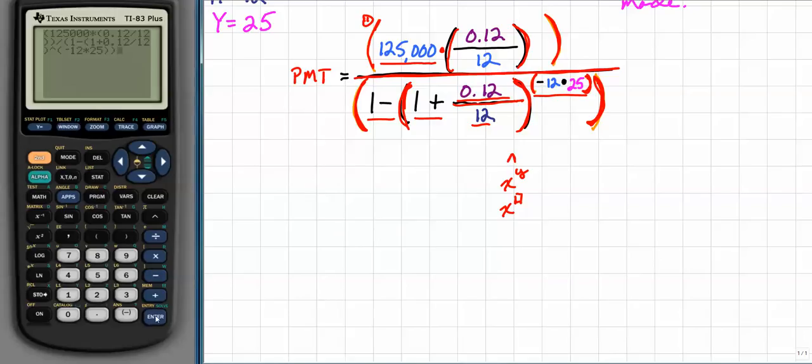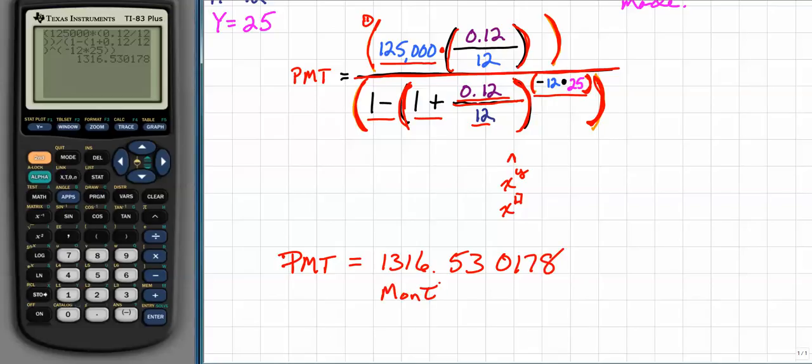And then we simply press the enter key. And we get the following answer, that the payment, PMT, will be equal to 1316.530178, which we will round to 2 decimal places. So the monthly payment, and we'll go ahead and write this down like so, monthly payment is $1,316.53. And that's all there is to it for that part of the problem.